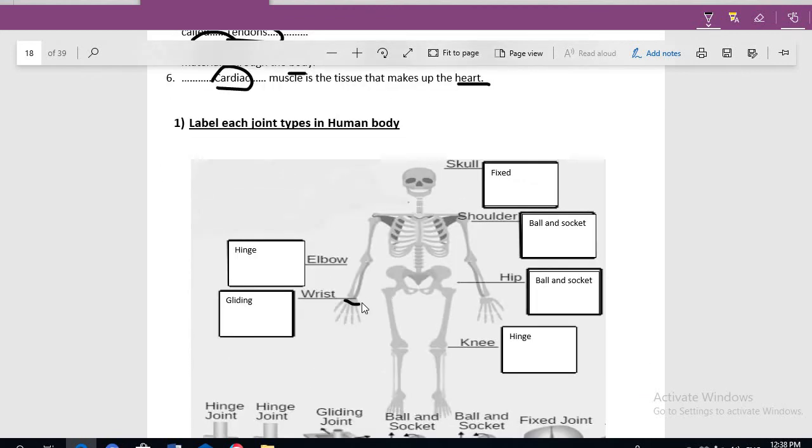The type of joint of the wrist is called a gliding joint. The elbow is a hinge joint, which moves back and forth. The elbow and knee are hinge joints, while the hip and shoulder are ball and socket joints. The skull has fixed joints. That's it.